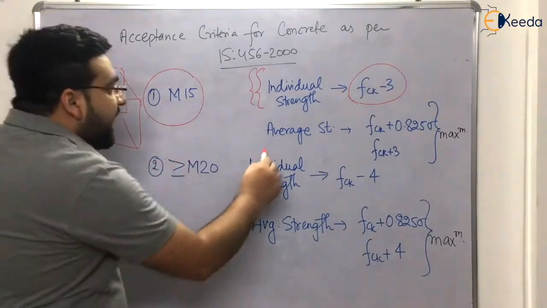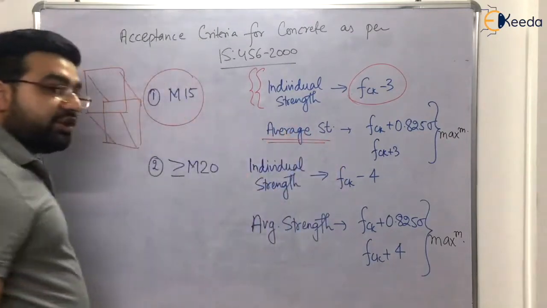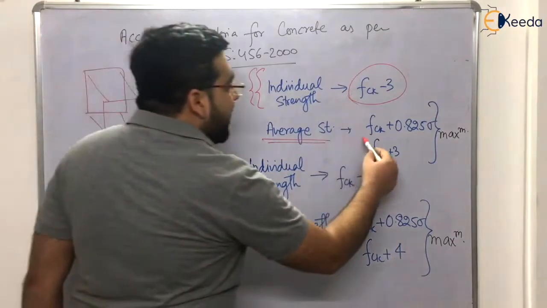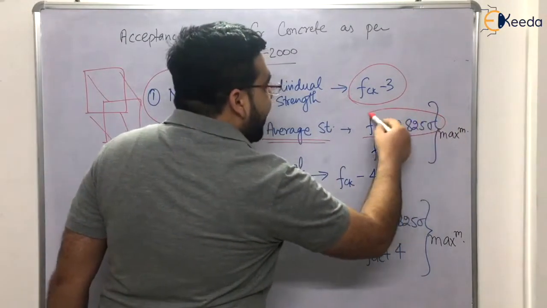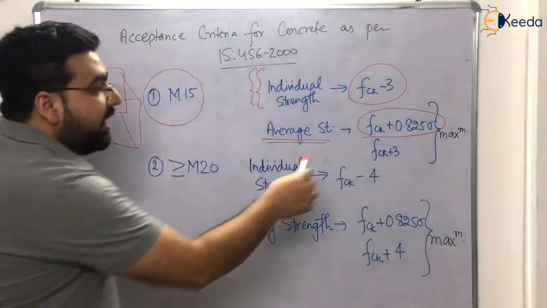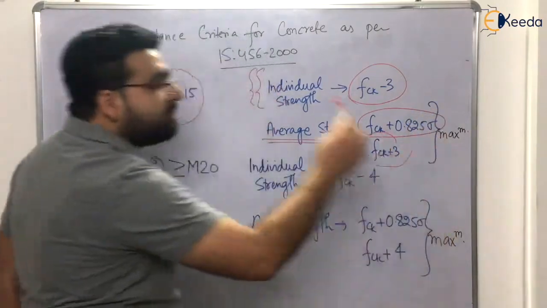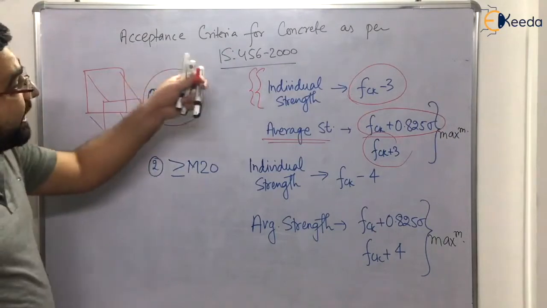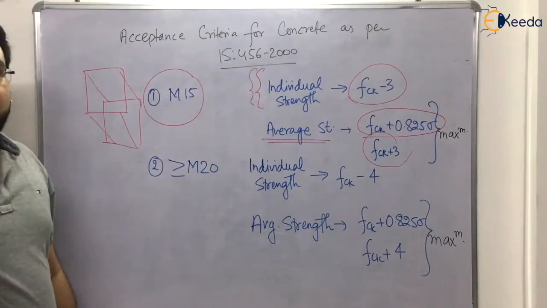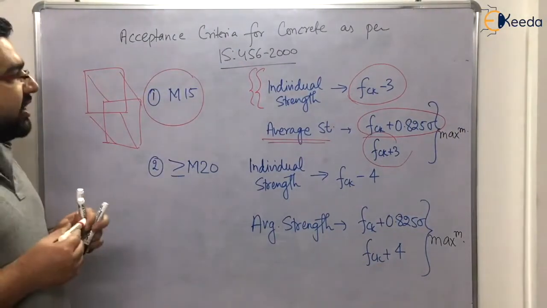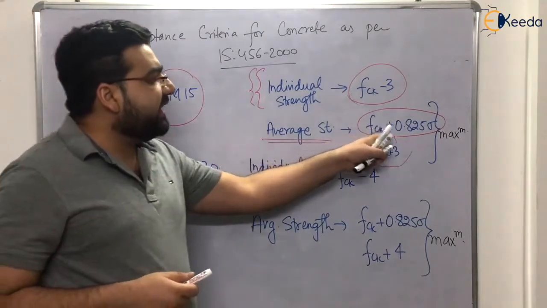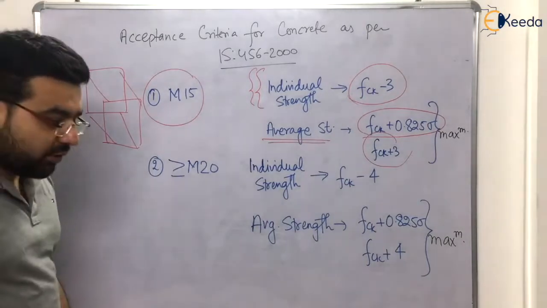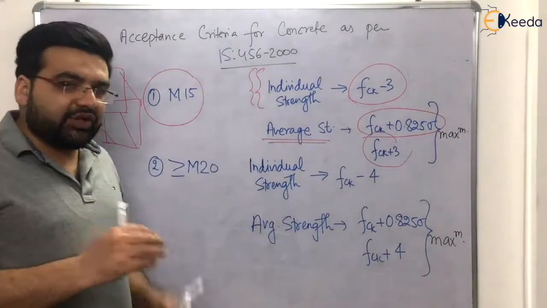The next thing is the average strength. The average, or mean, strength of all the samples should be equal to FCK plus 0.825 sigma or FCK plus 3, whichever is maximum of the two. So this is the acceptance criteria the code has specified for concrete. Now the question is, you told us that the average strength is FCK plus 1.65 times sigma. So what is this?